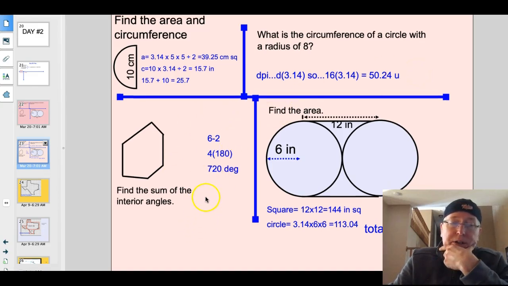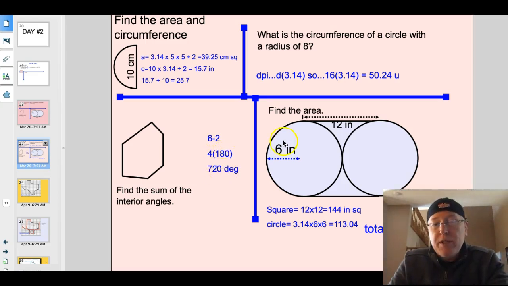Find the sum of the interior angles. There's 6 sides. Let me double check that. 1, 2, 3, 4, 5, 6. You bet. 6 minus 2 is 4. Multiply it by 180. You got 720 degrees on the inside.